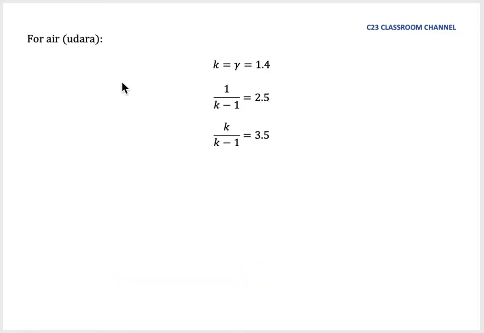For example, if we want to calculate the value of the specific heat ratio K for air, it is around 1.4. So this is also a constant number that you need to remember to solve problems in the final exam. And the value of 1 over K minus 1 is 2.5, and K over K minus 1 is equal to 3.5.